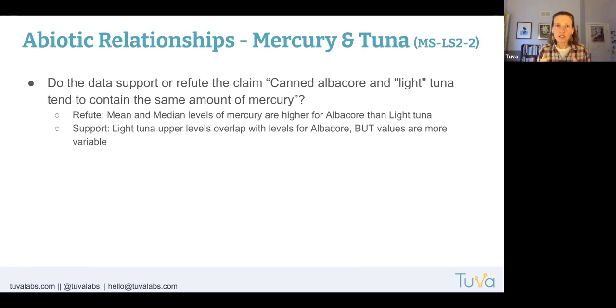So then you could get into, well, what do we mean by tend to contain? And what do we mean by the same? And we can dive into those nuances. How confident are we? What are the data showing? What does this mean for our claim and our confidence in the claim?